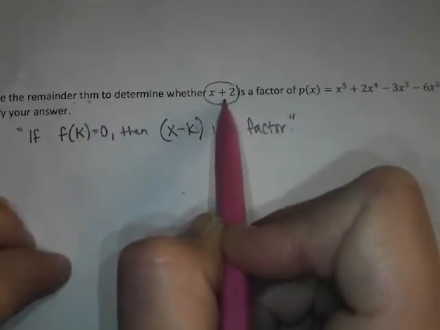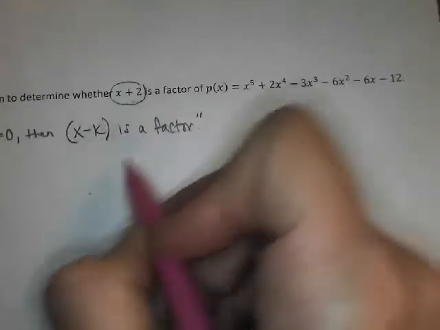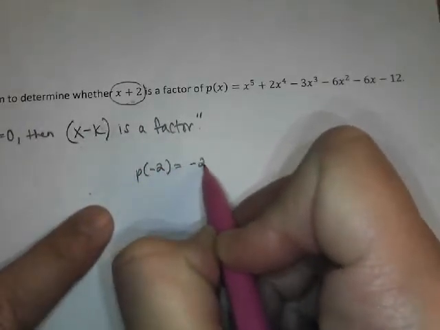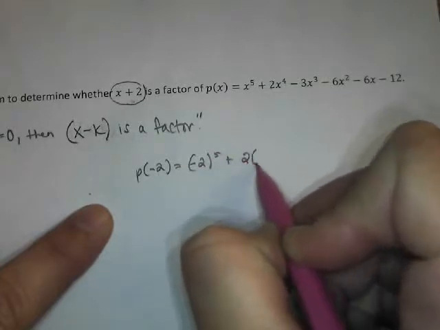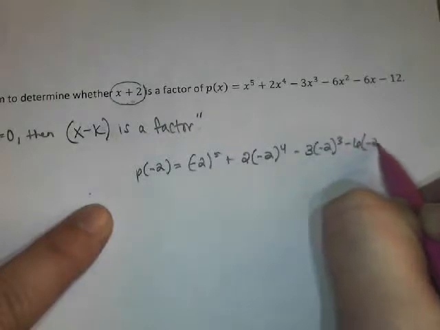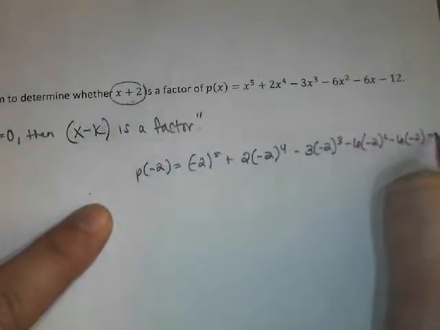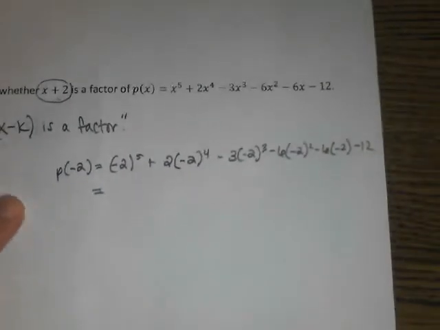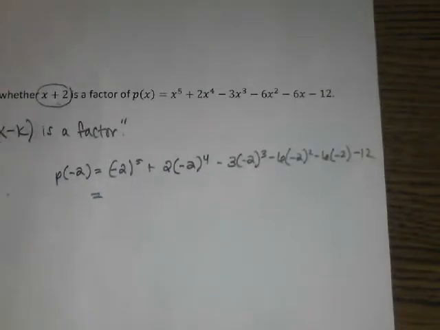If it says to use the remainder theorem, you need to know to plug in negative 2. So I would do p of negative 2, and whatever I get, that's what my remainder should be. Oh, this is a long one. So I would type all of this just into my calculator, making sure you're using the parentheses, because the negative base is a little bit tricky. Negative 2 to the 5th plus 2 times negative 2 to the 4th minus 3 times negative 2 to the 3rd minus 6 times negative 2 squared minus 6 times negative 2 minus 12.